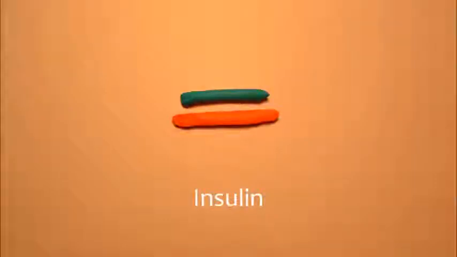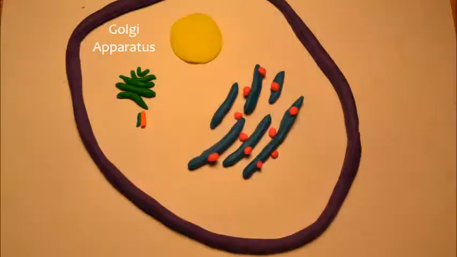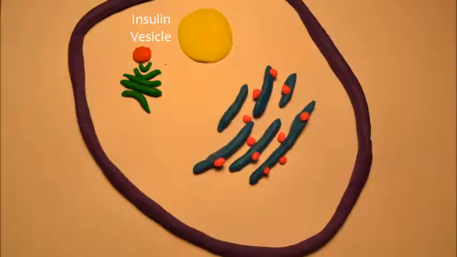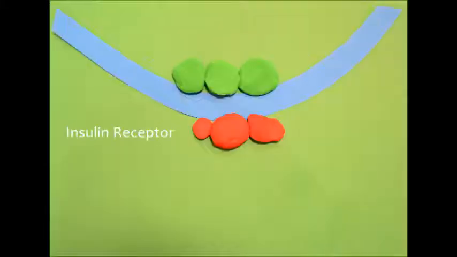Endopeptidases then excise the C-peptide, creating a mature insulin. The insulin and the C-peptide are packaged in the Golgi apparatus into secretory vesicles. The insulin travels through the bloodstream until it reaches a fat cell where it binds to an insulin receptor.